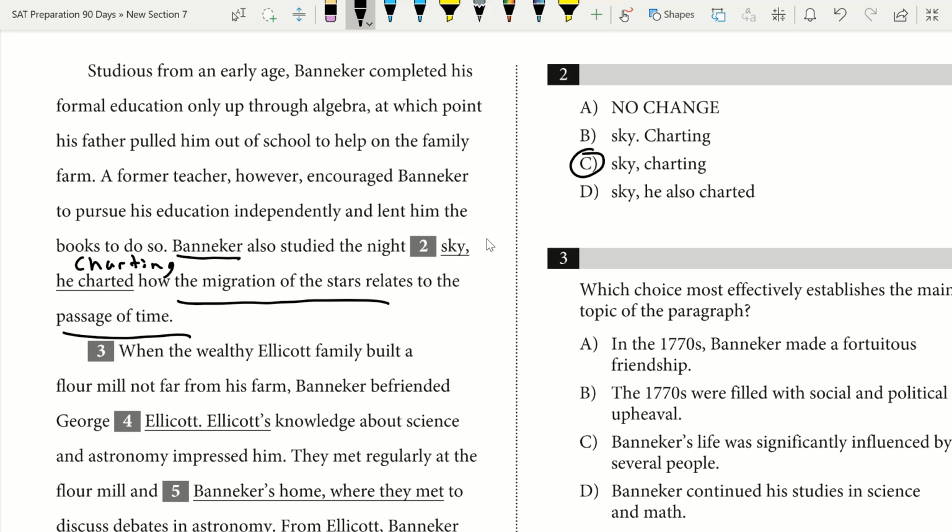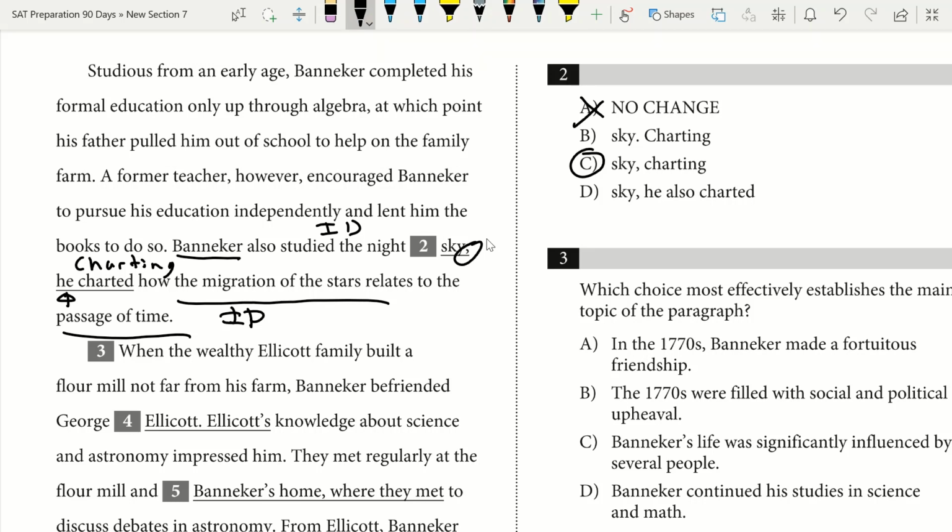All right, so I have Banneker here. I have he here. So I have Banneker also studied the night sky. That's an independent clause. If I was going to start with he charted how the migration of the stars relates to the passage of time, that's also an independent clause. If I have 2 of those, I can't connect them with a comma or that's a comma splice, so I got rid of A right away.